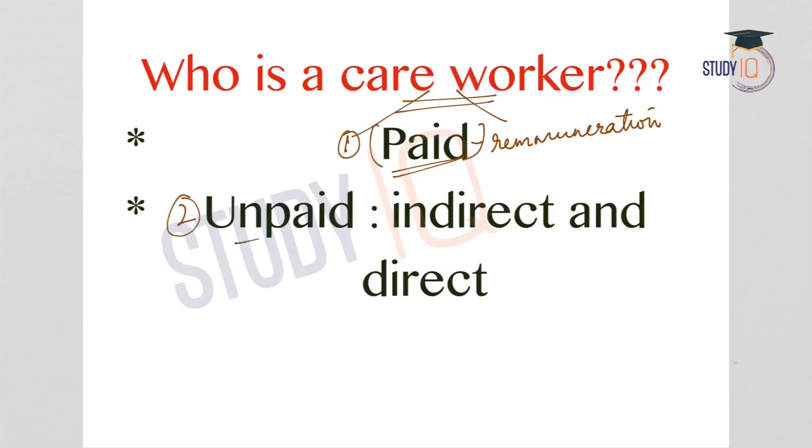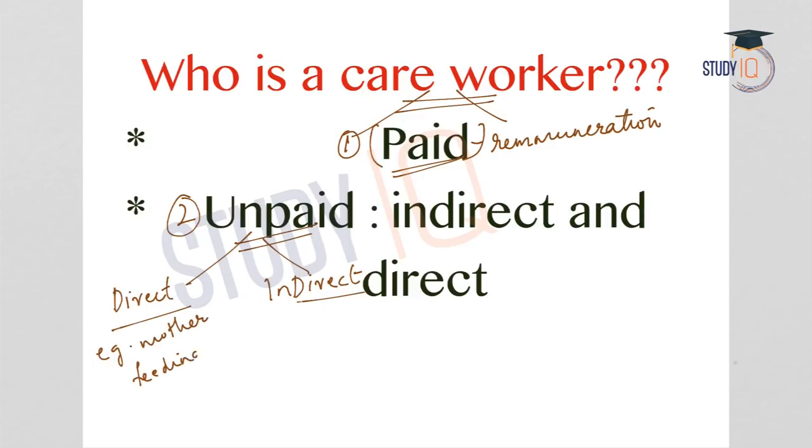And coming to unpaid care workers, they can be divided into two categories. One is direct care worker and the second one is indirect care worker. A direct care worker can also be called a personal or relational care worker, who undertakes personal or relational care activities. For example, a mother feeding the child, or a son who takes care of ill parents, or a daughter nursing ill parents, etc. are examples of direct care work.